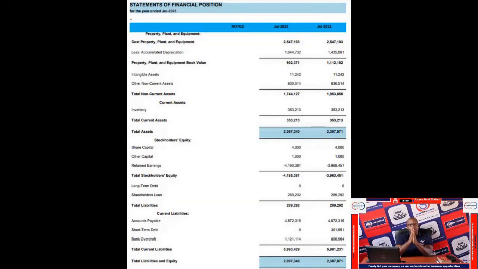So what is a balance sheet? A balance sheet is a statement of the financial position of the business. Meaning, what is the financial position? Remember, the income statement is how you're performing for that specific period. But the balance sheet shows you the position, where you are at a given time.